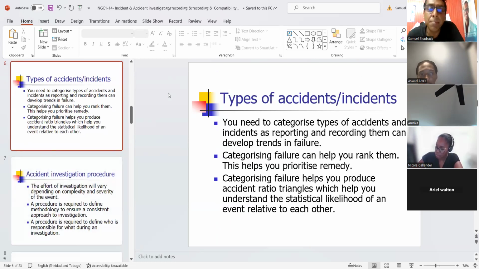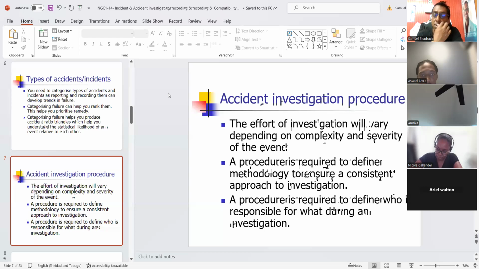So you need to categorize types of accidents and incidents, as reporting and recording them can develop trends in failure. Categorizing failures can help you rank them. This will help you to prioritize a remedy. Categorizing failure helps you produce accident ratio triangles, which helps you to understand the statistical likelihood of the events relative to each other, right? Accident investigation procedure.